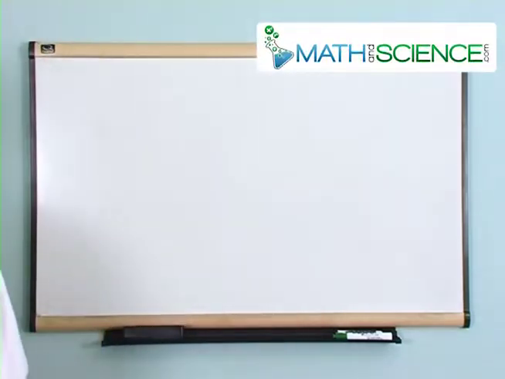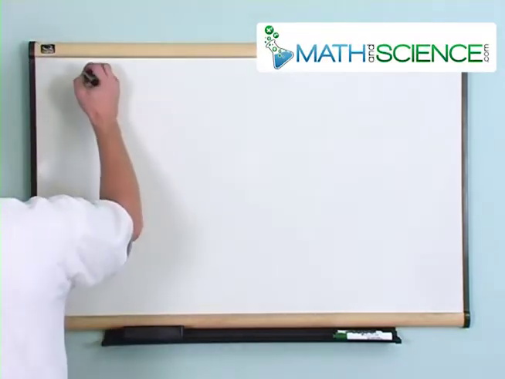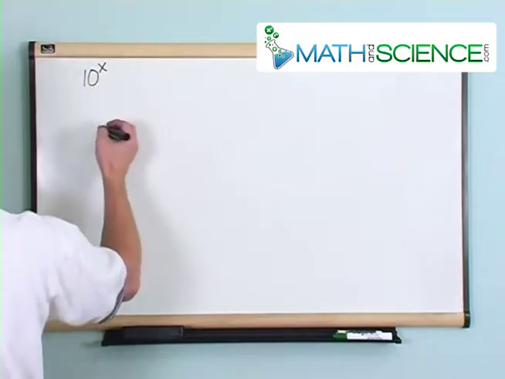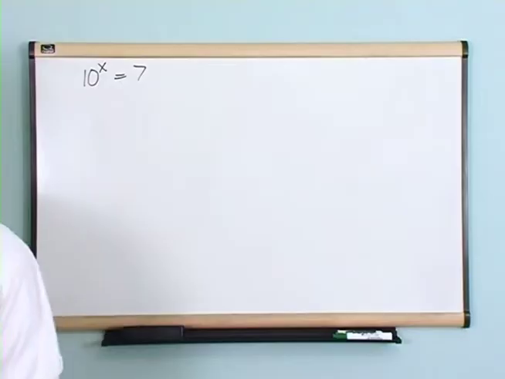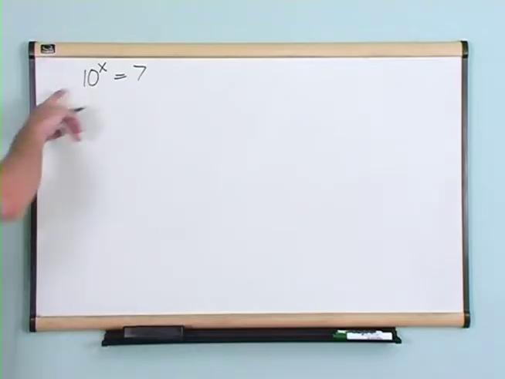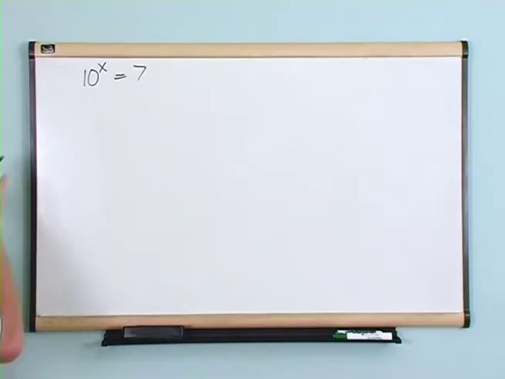Let's say we had an equation that looked like 10 to the power of x equals 7. How would you solve that? Well, traditionally, without using logs, you have no way of getting x by itself. But if you remember, the opposite of an exponential is a log, and also you can use some of the properties of the logarithm to help you.